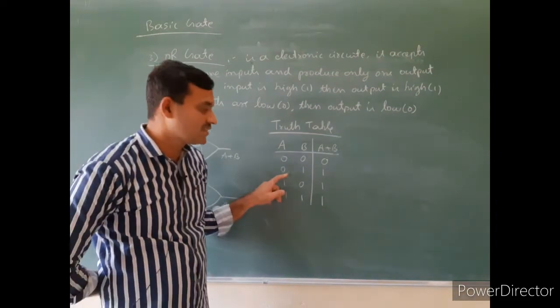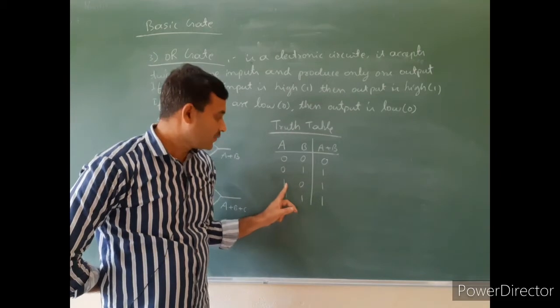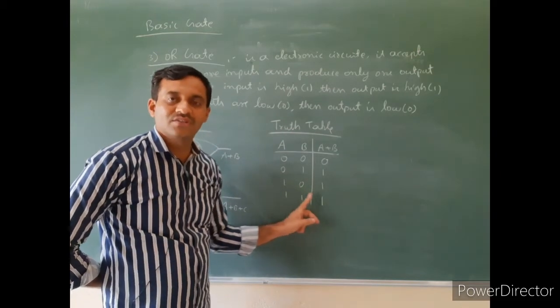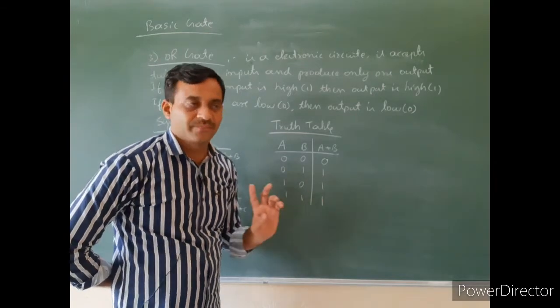See here, in the second combination there is a 0, 1. Any one of the inputs is high, so output is high. Here 1, 0. Again there is a 1, so output is 1. 1, 1. Both have 1, so output is 1.